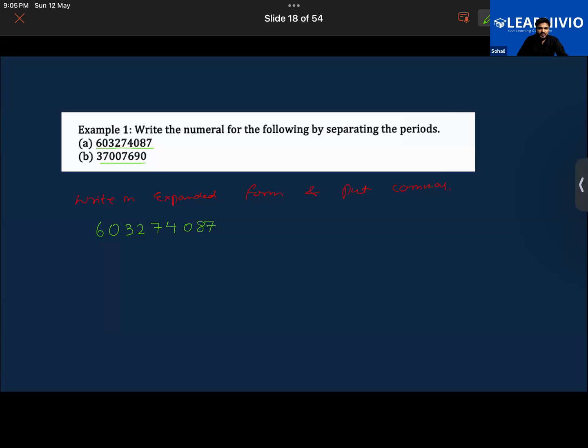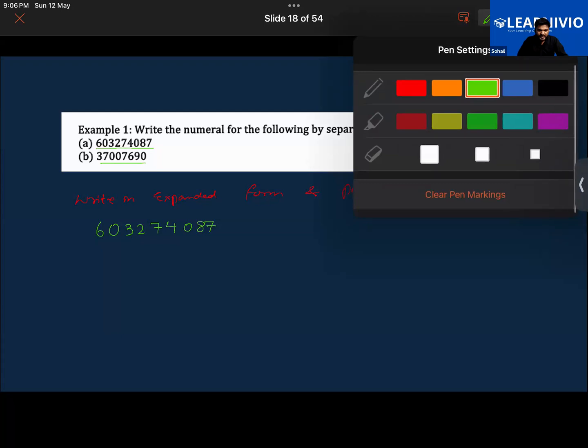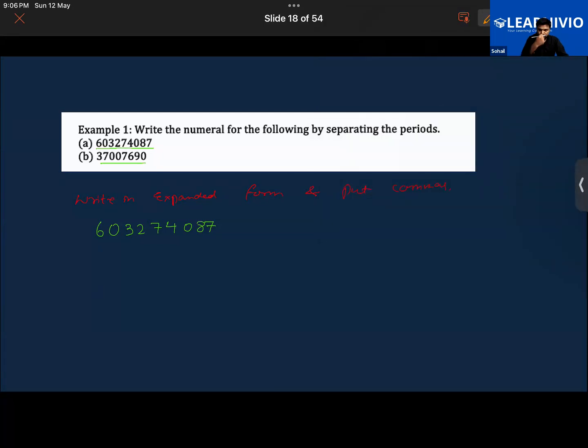Sumaya, will you be able to take a picture of your answer and send it to the counselor in the class? Only if it is possible. I don't think so. I could send it right now. Okay. So just tell me the answer, how you'd be writing it in the expanded form.